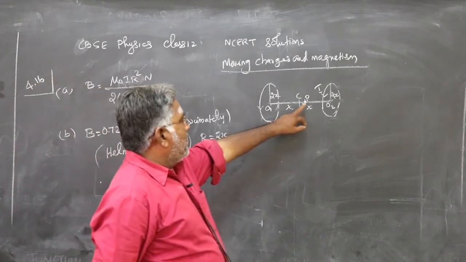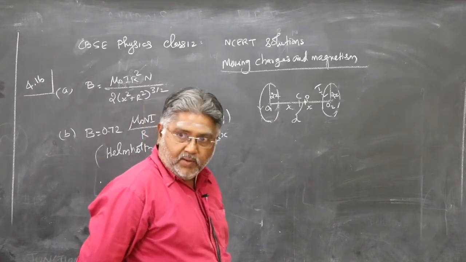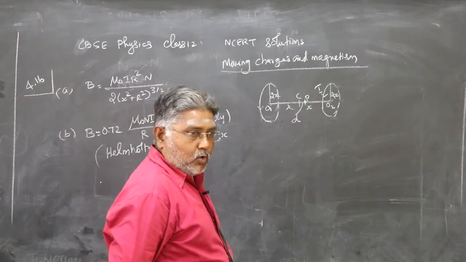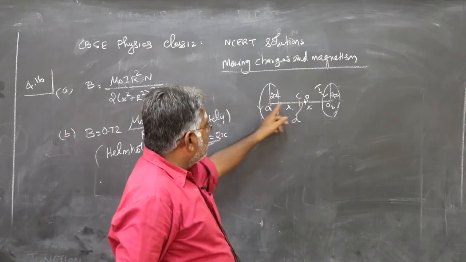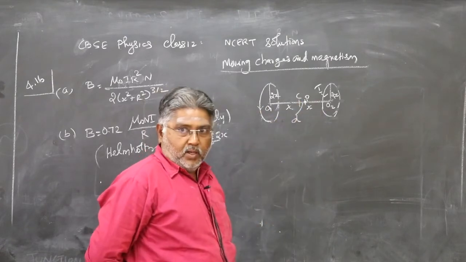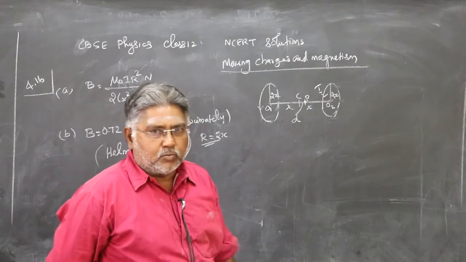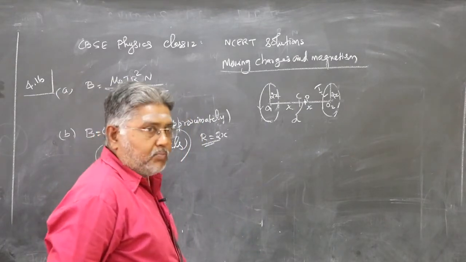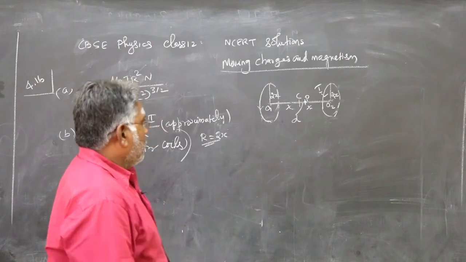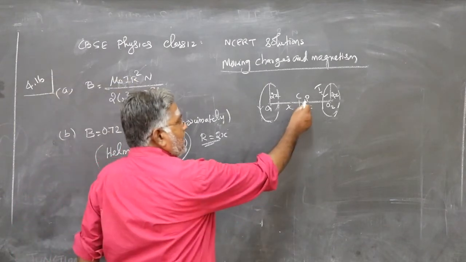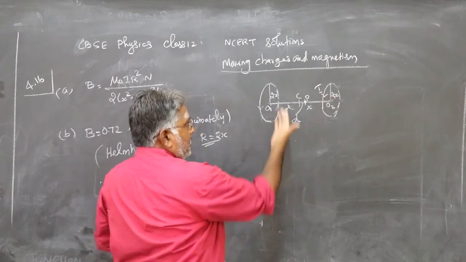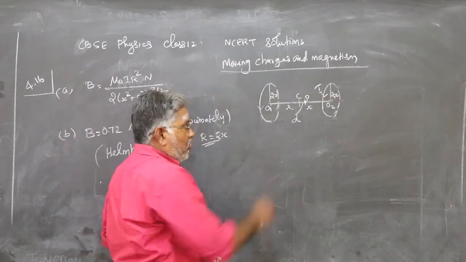So I just take a point P which is very close to C. C is the midpoint of the line O1 O2. C is equidistant from O1 and O2. You take distances small enough, the magnetic field should be constant. You have to prove it. So what you should do, find the magnetic field at P due to this coil and due to this coil. Current is in the same direction for both coils.